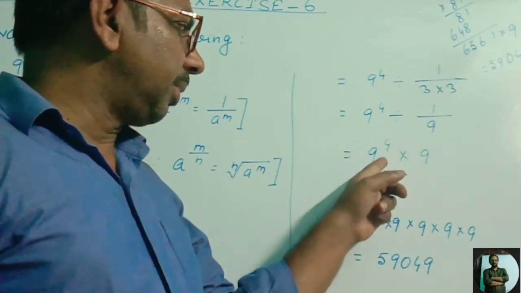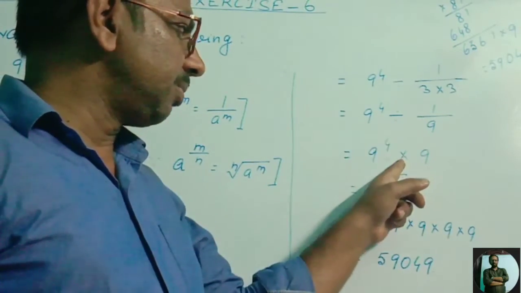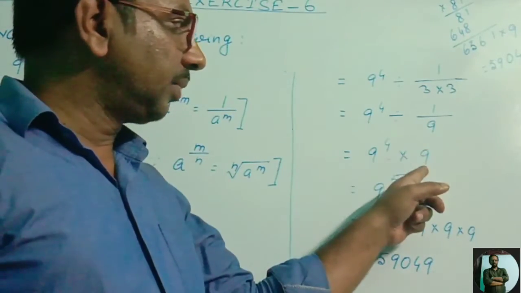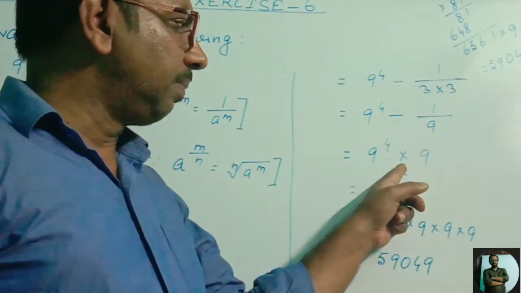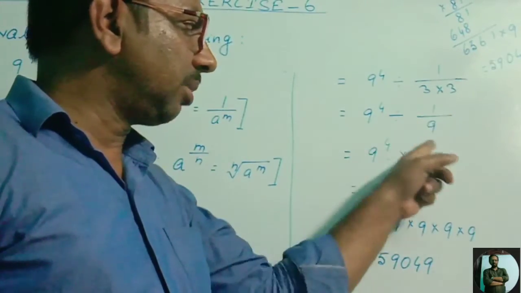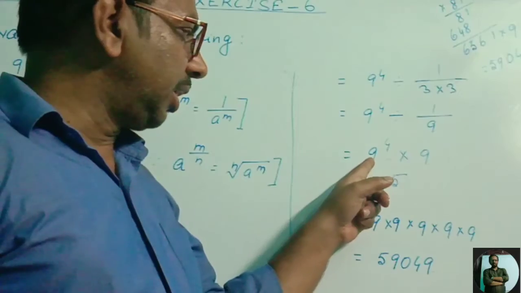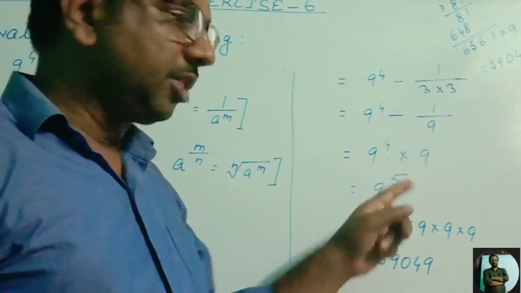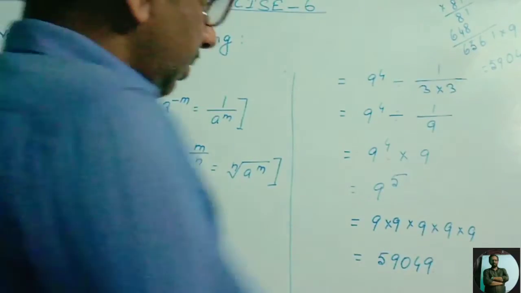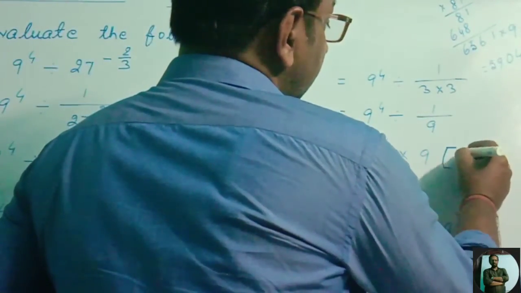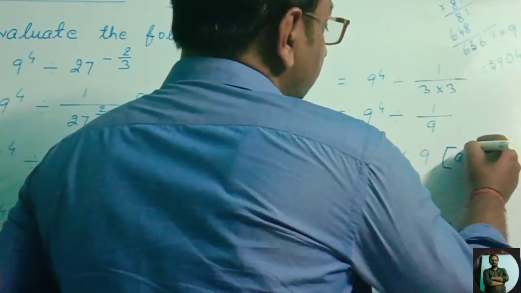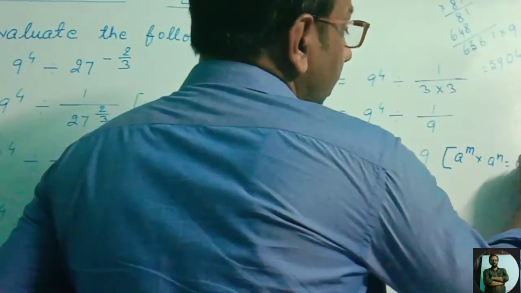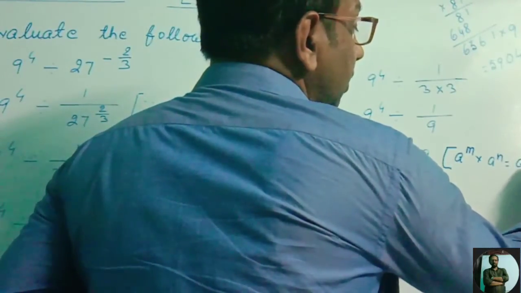Now it will be 9 to the power 4 into 9. As you change this symbol to the symbol of multiplication, we have to write the reciprocal of this, which will be 9. Now we are saying that 9 to the power 4 into 9 equal to 9 to the power 5, as we know the powers are added. Here one rule is used, that is called the product law, and in the product law we say a to the power m into a to the power n equal to a to the power m plus n. This rule is used here.